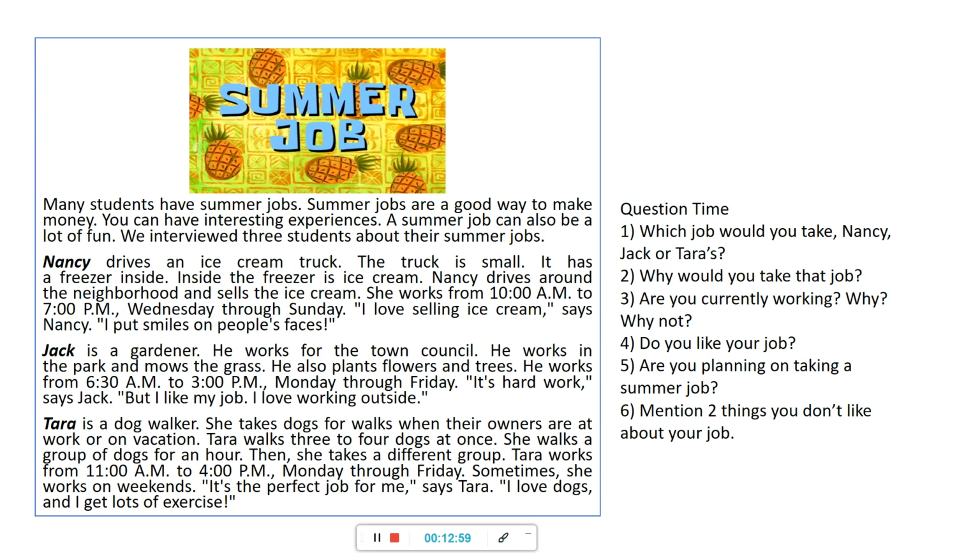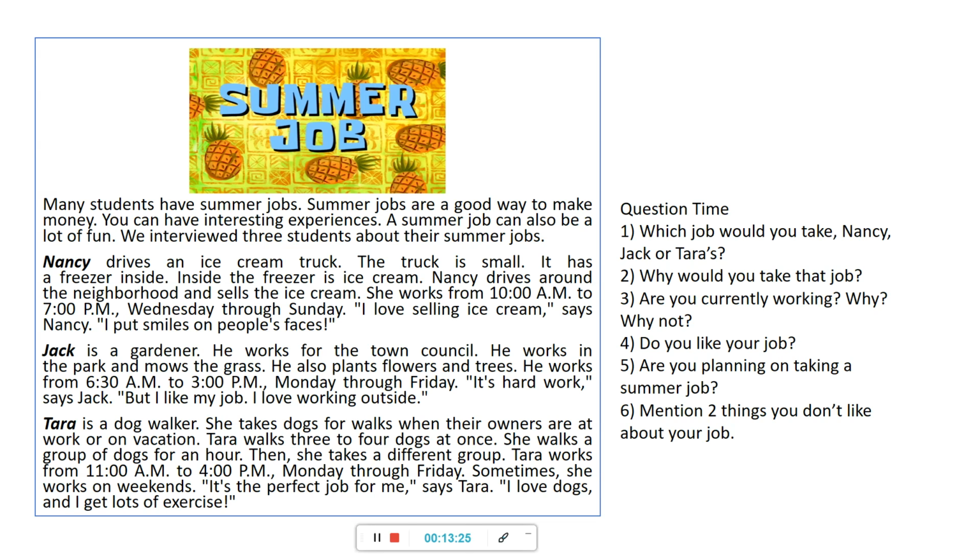Nancy. Nancy drives an ice cream truck. The truck is small. It has a freezer inside. Inside the freezer is ice cream. Nancy drives around the neighborhood and sells the ice cream. She works from 10 a.m. to 7 p.m., Wednesday through Sunday. "I love selling ice cream," says Nancy. "I put smiles on people's faces."